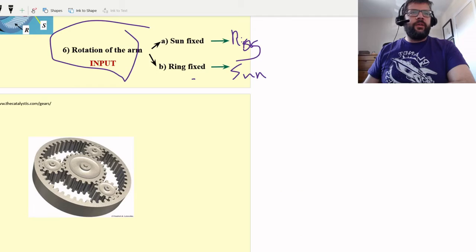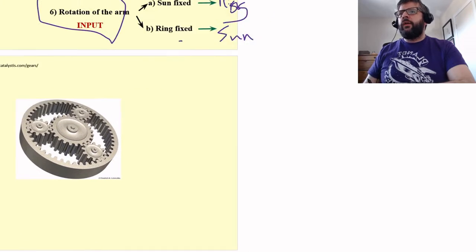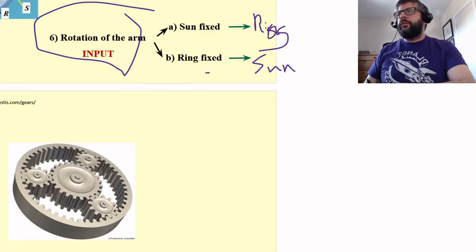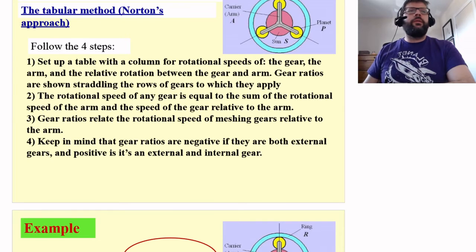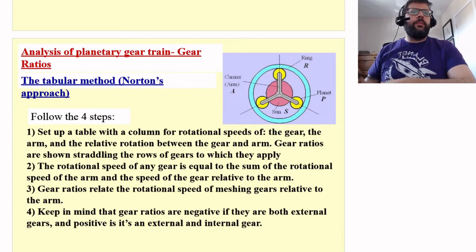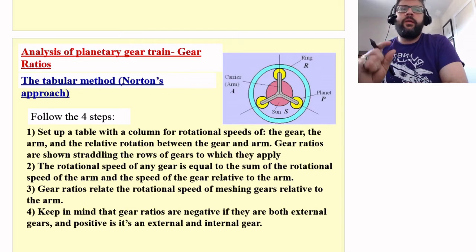But if we go back, for more complicated gears, we are going to need to use a better method. So I'm going to use a tabular method that's outlined in Norton's textbook. You set up a table with a column for the rotational speeds of the gear, the arm, the relative rotation, and the relative rotation between the gear and the arm.